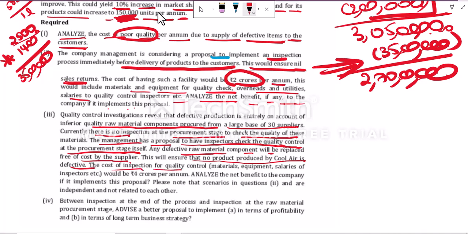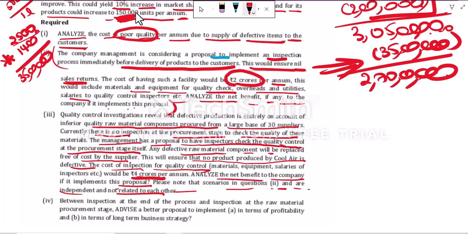The cost of inspection of quality control would be 4 crore per annum. Okay, they will incur some 4 crores for that quality check of raw materials. Analyze the net benefit to the company if it implements this proposal. Please note that scenarios in question 2 and are independent and not related to each other. So we should not consider this. We should consider the plain case discussed earlier, and we should check whether this 4 crore investment in inspection is beneficial or not.